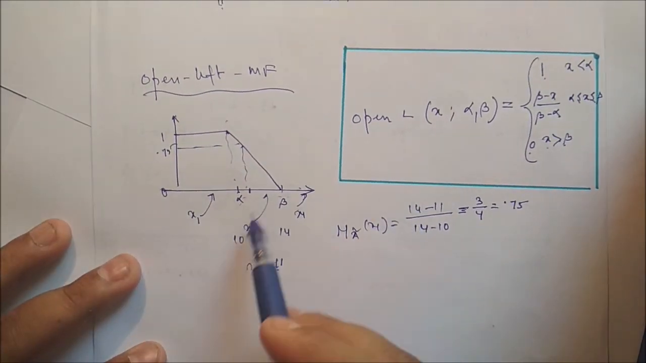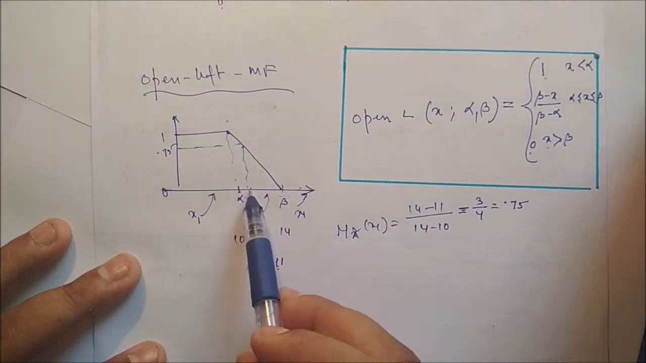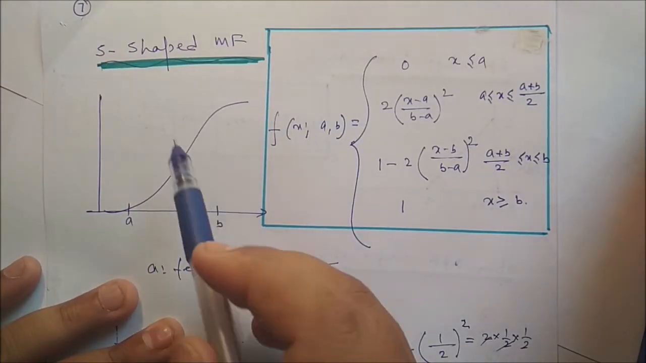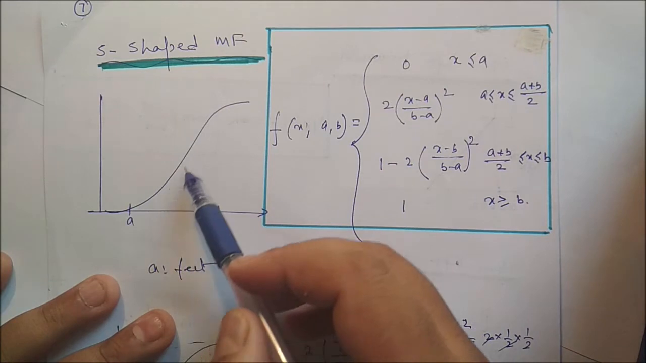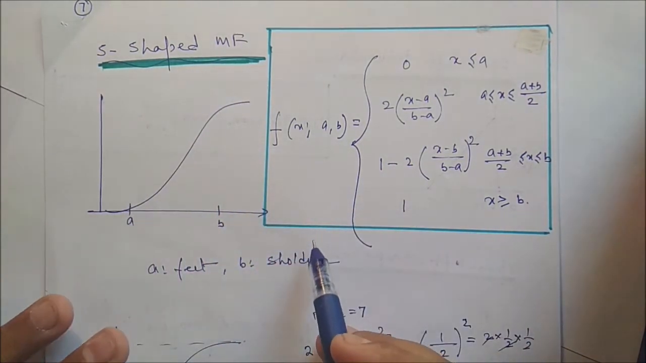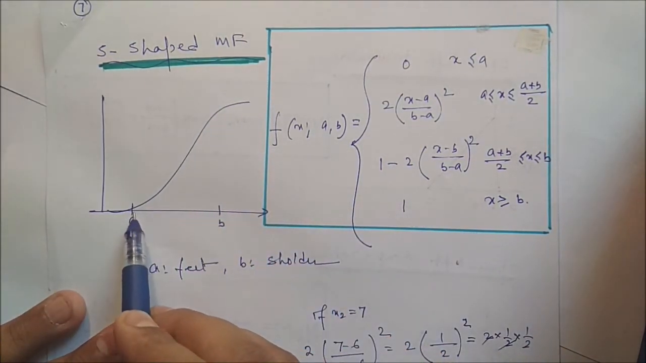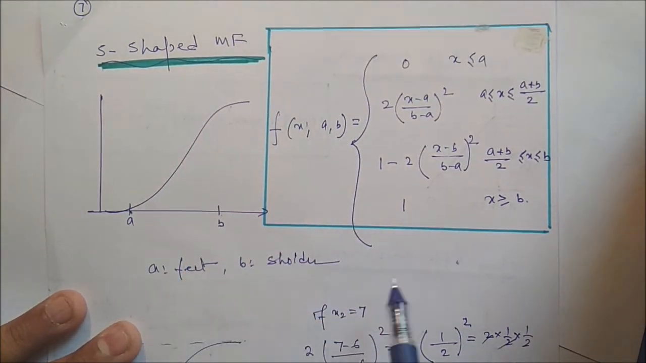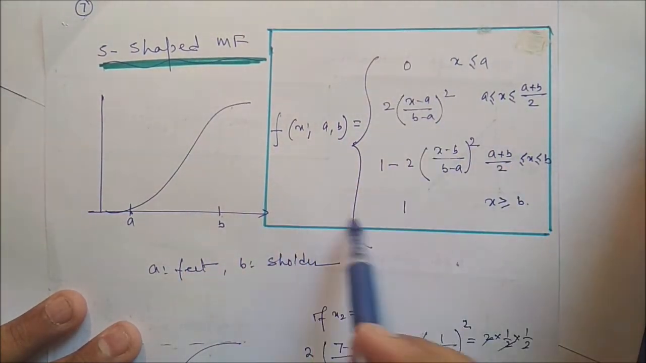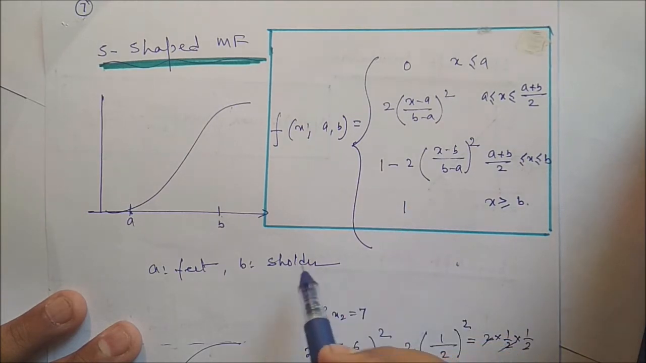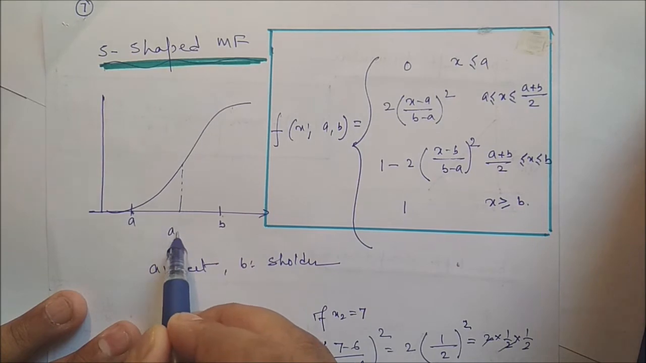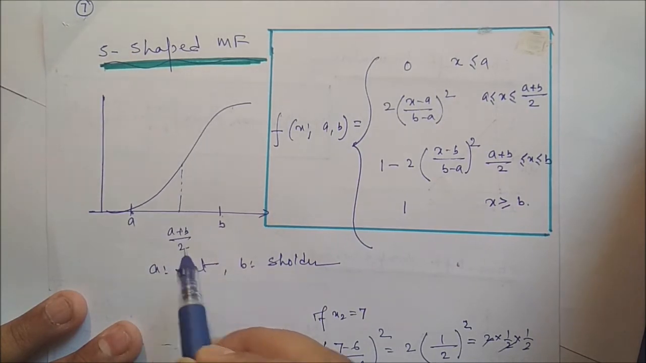So in this way, you can identify the membership value of any discrete value if you apply this particular formula. Next is S-shaped. If it is S-like, then A is a parameter where it touches 0, and B is a parameter where it touches 1. So we can apply this particular formula. We can identify the middle point, say A plus B by 2.